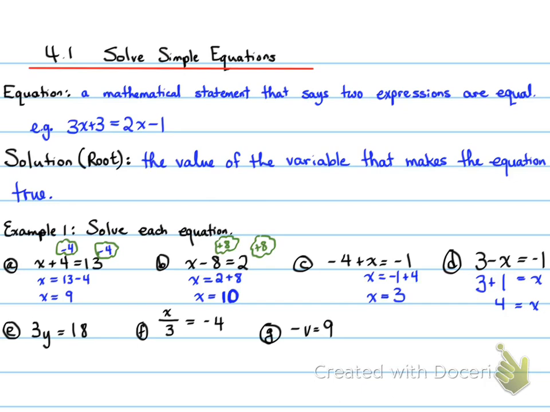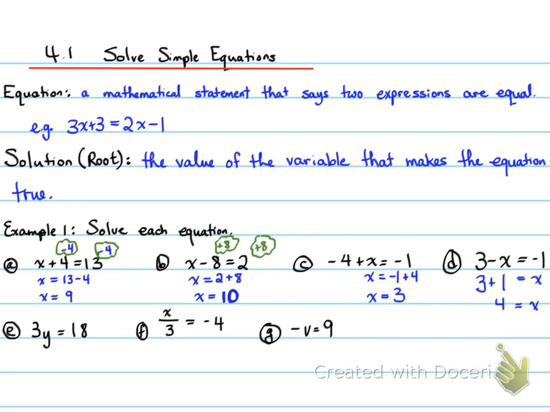Whether we read it forwards or backwards, it means the exact same thing. 4 is equal to x. That means that x is equal to 4. So if I plug the solution into x here, 3 minus 4, that's right, x is equal to 4, will actually give us -1. So we've got the right answer. Don't forget, you can always check your answer.